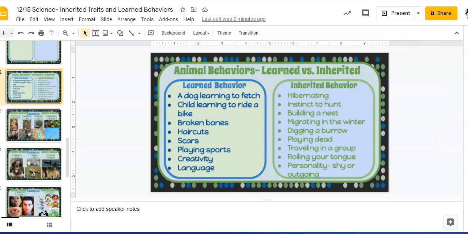Okay, on slide 12, you're going to see some of the learned behaviors or inherited behaviors that are exhibited by animals. And so you're going to carefully read through all of these, remembering that a learned behavior can also be called an acquired trait. So if a dog is learning to fetch, we might say, oh, that's a behavior that he learned. But if someone has a scar, you might say, oh, that's an acquired trait. But they basically mean the same thing.